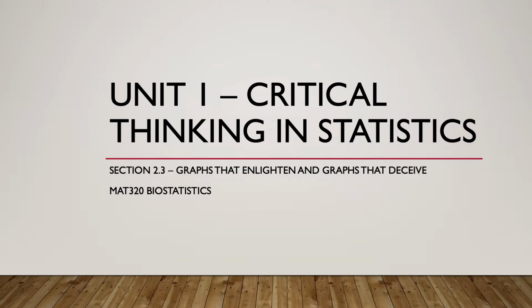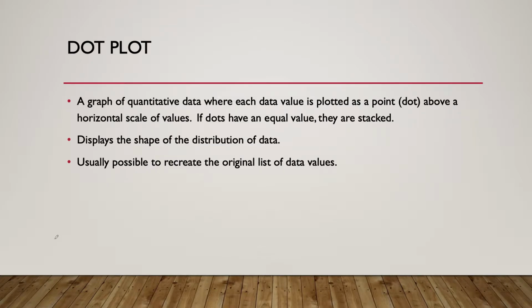3. Graphs that enlighten and graphs that deceive. To begin with the graphs that enlighten, we have a dot plot, and that's a graph of quantitative data where each data value is plotted as a point or a dot above a horizontal scale of values. If dots have equal value, then they are stacked. So something similar to, let's say, the numbers 1, 2, and 3 in here.